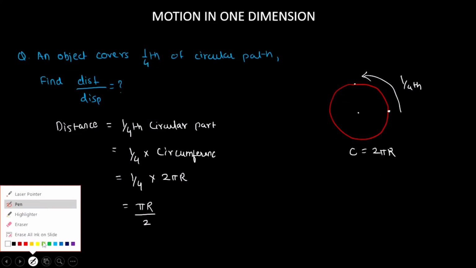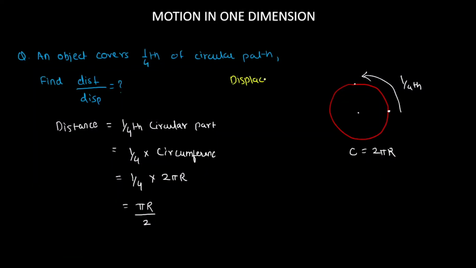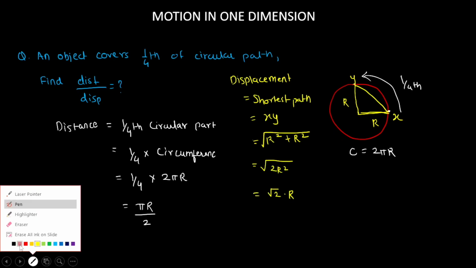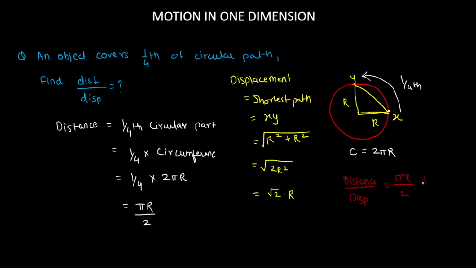For calculating displacement, we need to know the shortest path, that is the distance between the initial and final position of the object, which in this case is the length XY. The length XY equals the square root of r squared plus r squared, which equals root 2 times r. They have asked us the ratio of distance over displacement. For that, we write πr/2 divided by √2 r.